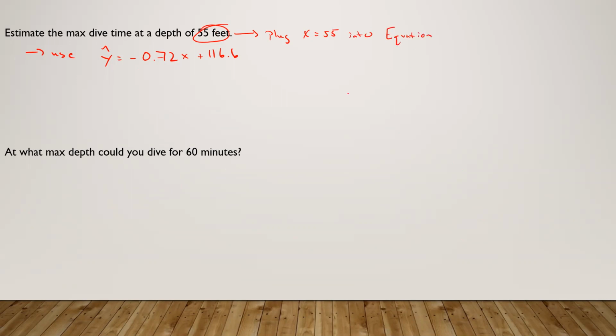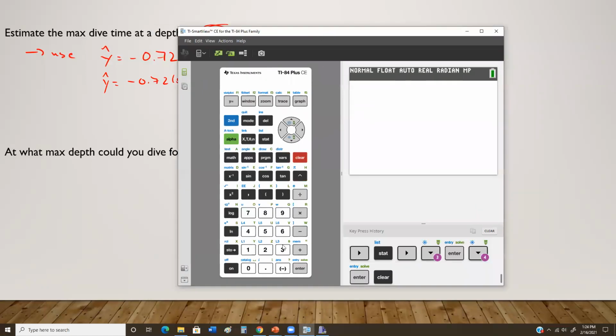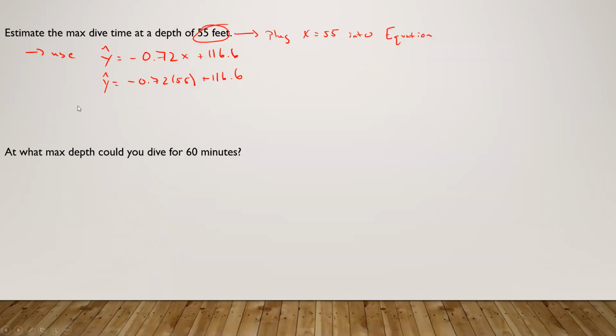Kayla, it looks like you actually added instead of subtracted. You made a little bit of an error there. I'll show you how to do it. It's y hat is equal to negative 0.72 times 55 plus 116.6. Let's watch my calculator. You have to be careful of this negative here. Here's the negative sign: negative 0.72 times 55 plus 116.6. And the correct answer is 77 here. If you made a mistake, it's probably that you forgot the negative. That's incredibly important. It's okay, I forget the negatives all the time.